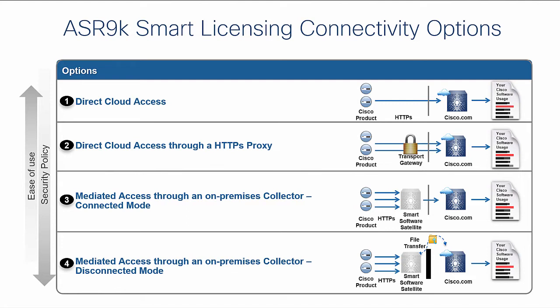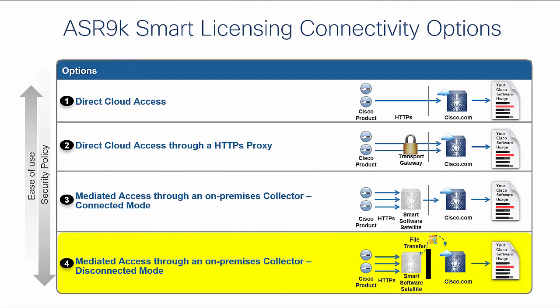Then all routers will request licenses from this box. From time to time, the on-prem server will open a connection to Cisco.com and do a license synchronization. Now, the difference between option 3 and option 4 here is that with option 3, this is all done automatically. So we will basically have IP connectivity between the smart licensing satellite and Cisco.com.